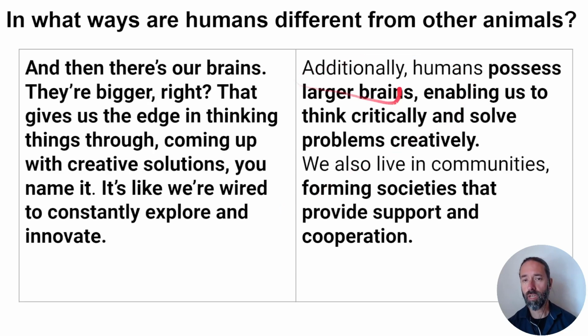Again, instead of using a linker like "additionally", we're using "and". Then there's "our brains, they're bigger, right?" We're using these rhetorical questions to examine or focus on what we're talking about. "Gives us the edge." Again, this is a bit more complex language, a bit more informal, but okay for the exam. It just gives us the edge.